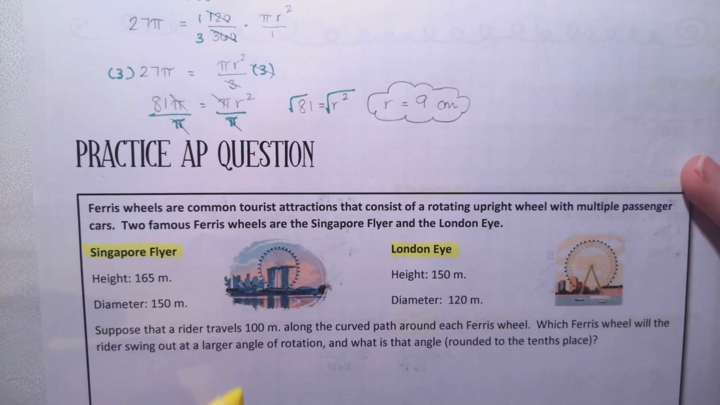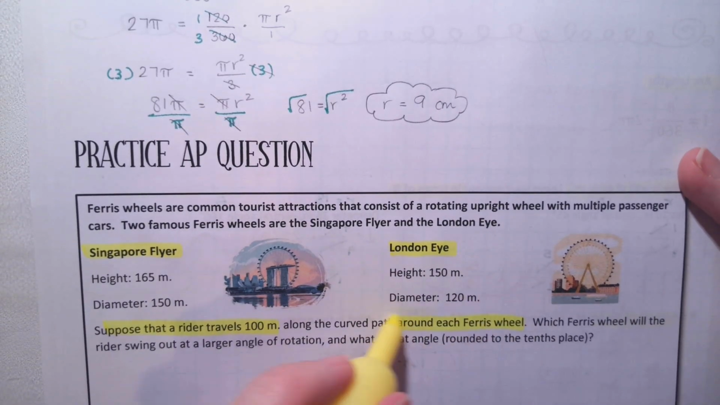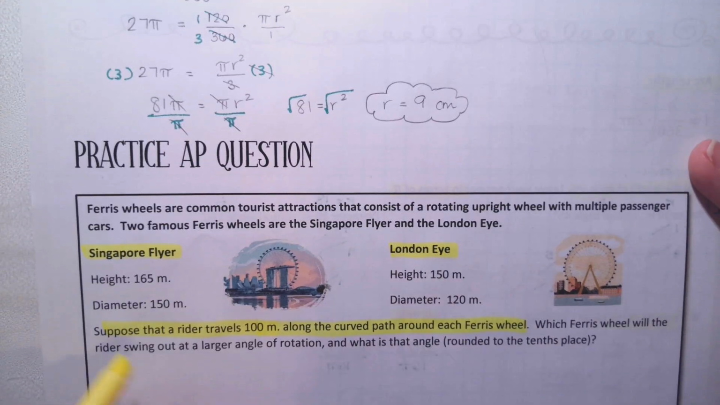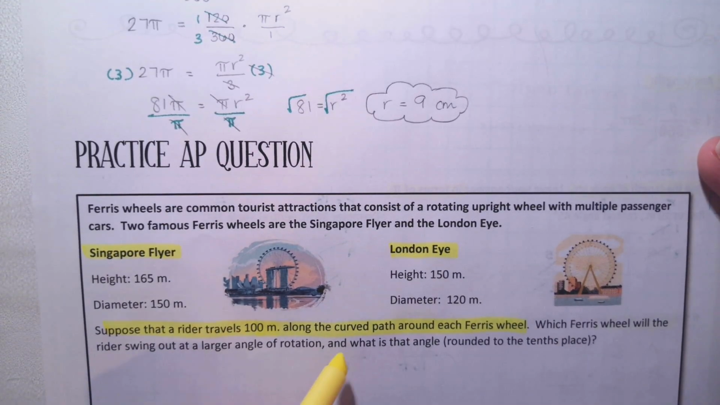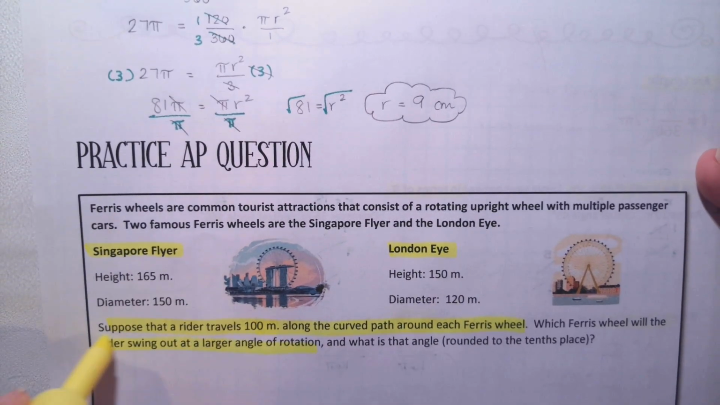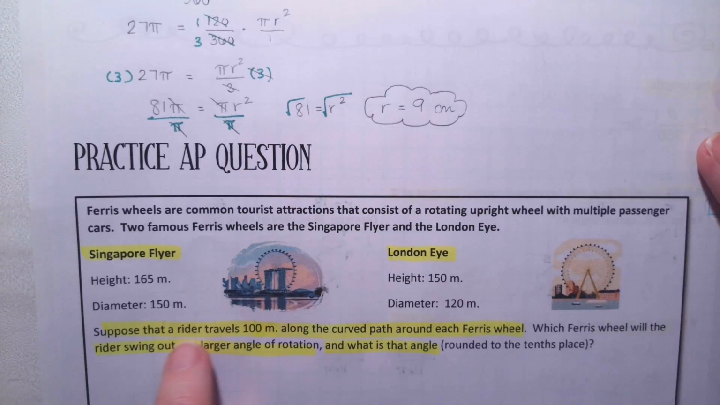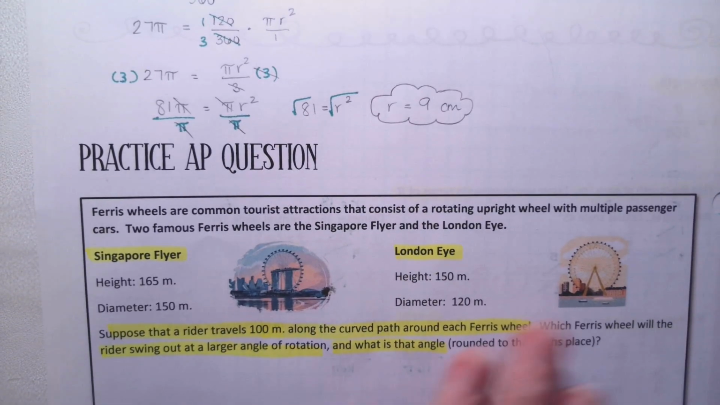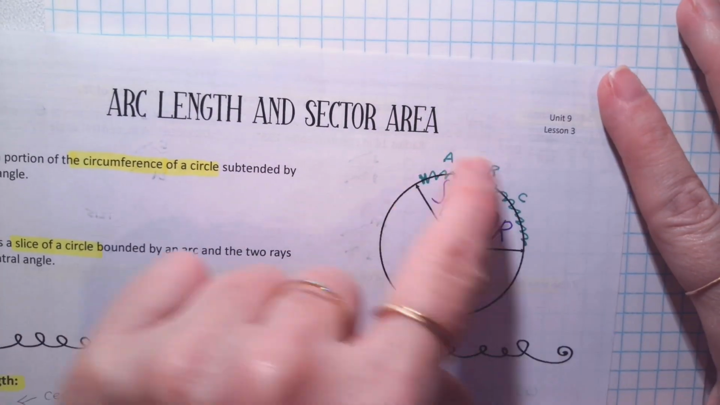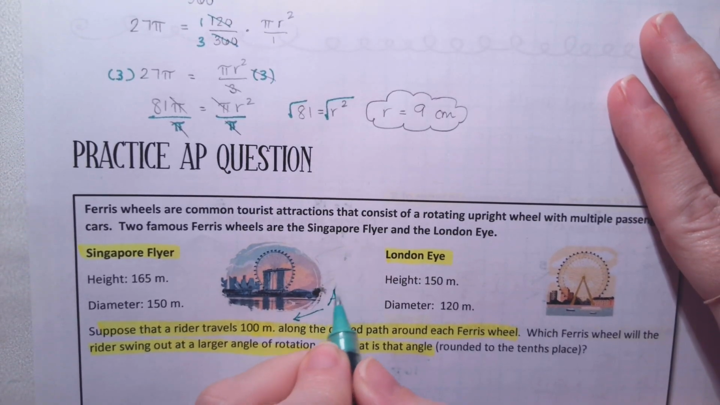Suppose that a rider travels 100 meters along the curved path around each Ferris wheel. Which Ferris wheel will the rider swing out at a larger angle of rotation, and what is that angle? And we might need to round to the tens place. So it says the rider travels 100 meters along the curved path. That's telling us an arc length. So I'm going to remind myself this is an arc length.